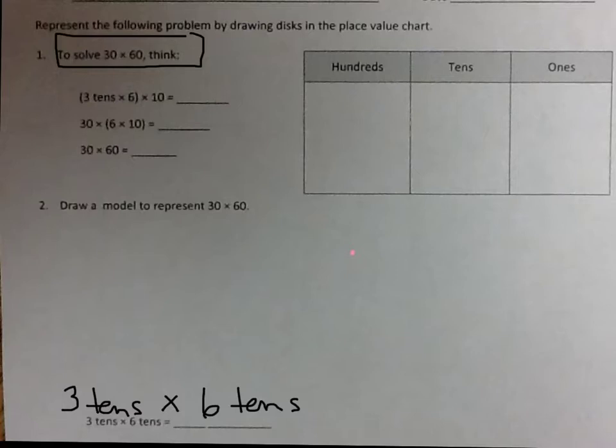So we are going to show what 30 times 60 looks like. When we do that, we're going to think, okay, what is 30 times 60? Well, 30 is 3 tens, right? That's just another way of saying 30. So I'm going to draw 3 tens in my chart. Now, how many times am I going to have those 3 tens? I'm going to have them 60 times, right? Well, we're going to break apart that 60 to make it easier to understand.